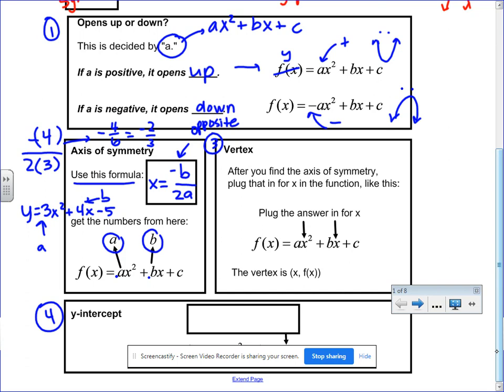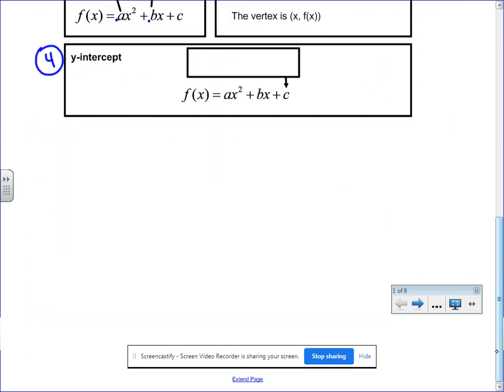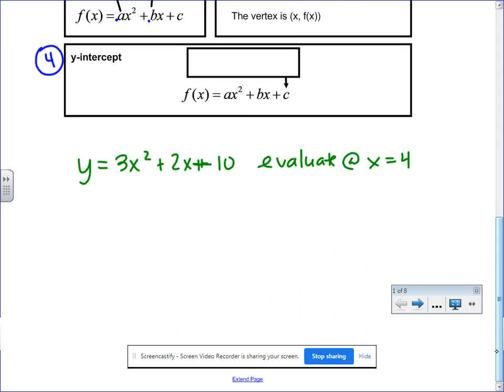So the axis of symmetry, you actually use that to find the vertex. The axis of symmetry is the x coordinate of your vertex. And if I told you, okay, I have y equals 3x squared plus 2x plus 10, and I want you to evaluate it at x equals 4. Okay.